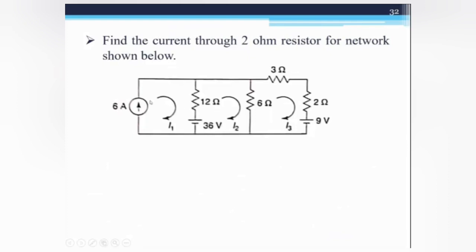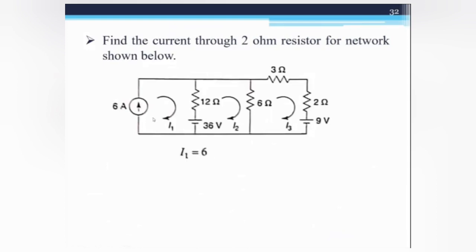I1 is equal to 6 ampere because this is a current source. There is no current divide here, so I1 remains the same. We can directly write I1 equal to 6.